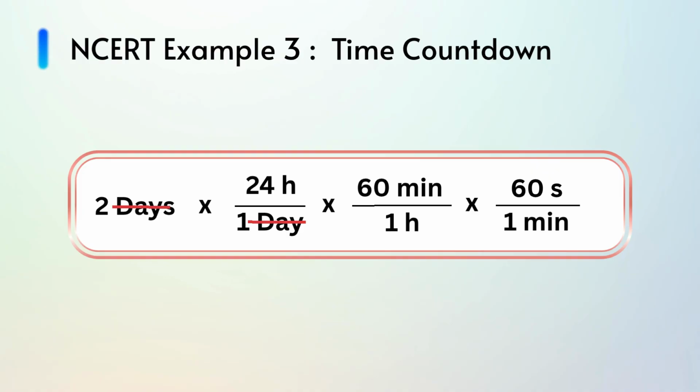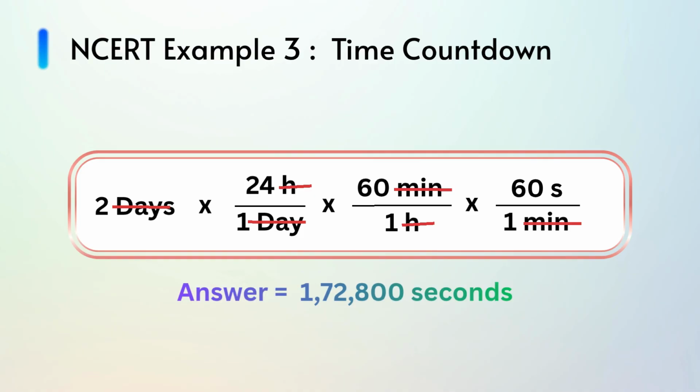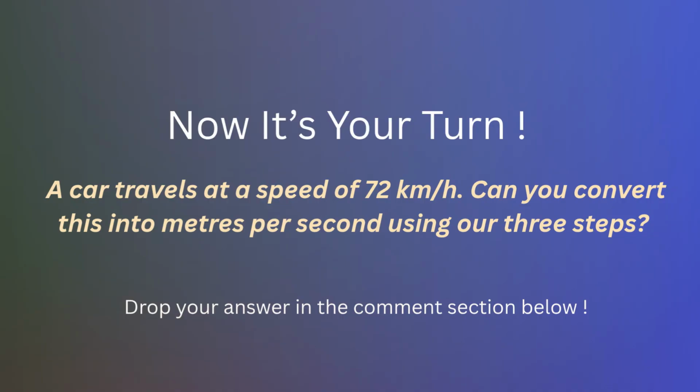Next, multiply by 60 minutes upon 1 hour. Now the hour unit also cancels. Finally, multiply by 60 seconds upon 1 minute. The minute unit also disappears. Only seconds remain. Now multiply all the numbers together. 2 into 24 into 60 into 60, which gives 172800 seconds. So 2 days is equal to 172800 seconds.